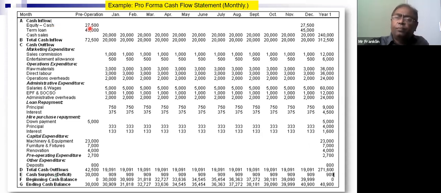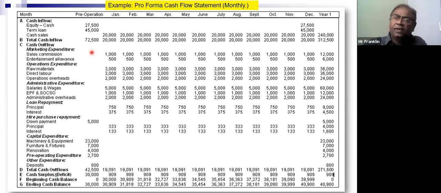Remember earlier we saw, right? Developer put in 27,000. 45,000 is for land, so that one you cannot count. It's not cash, right? It's an asset. Now he put in what? 27,000. He put in cash. Term loan, needs a loan from the bank. So now how much does he have as total cash inflow? 72,000 to run the business.